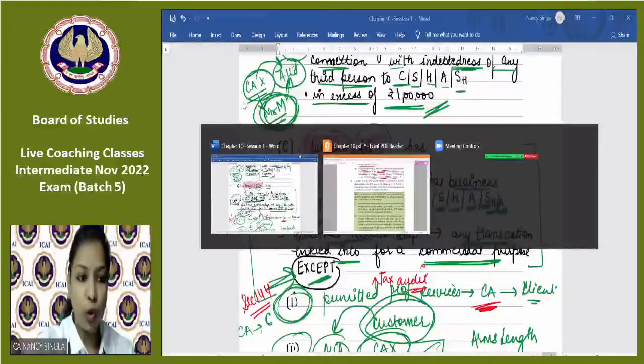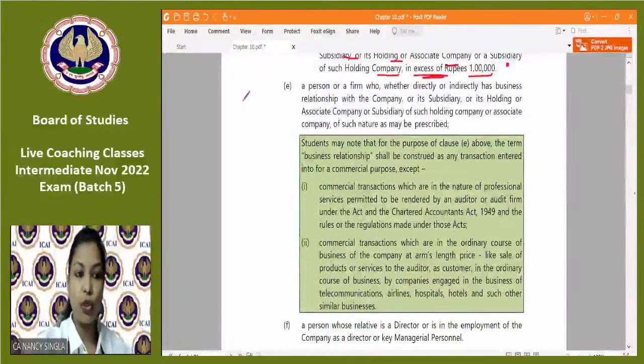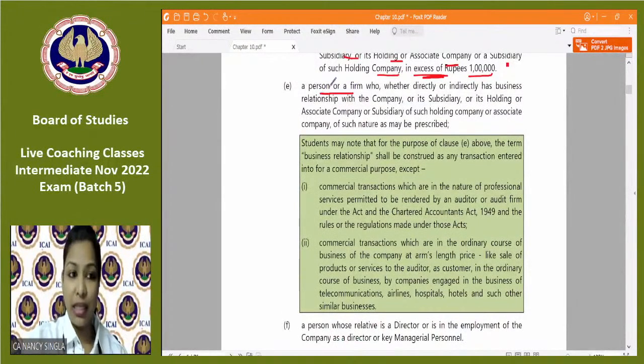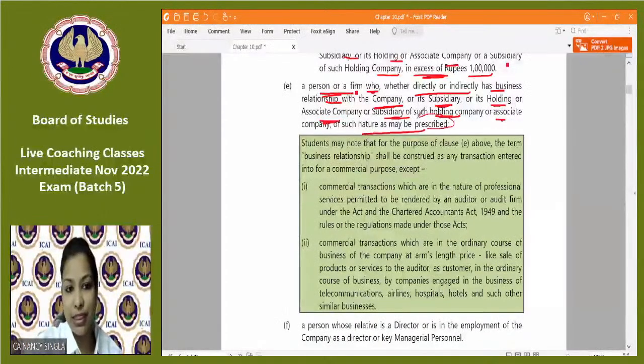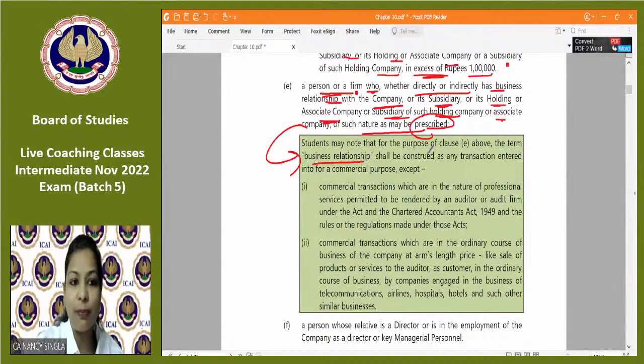Let us just have a look at this clause from the module also. So a person or a firm is not eligible if the person or a firm who, whether directly or indirectly, has business relationship with the company, subsidiary, holding, associate company, subsidiary of such holding or associate company as may be prescribed. तो business relationship कहाँ पर prescribe किया गया है? Rules में. It shall be construed as any transaction entered into for commercial purpose. Commercial purpose is what? Business.